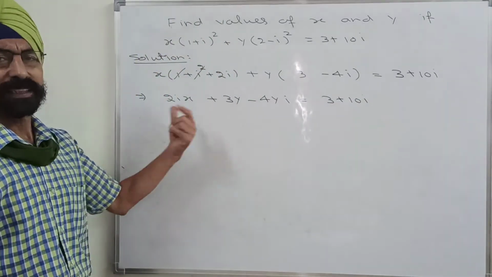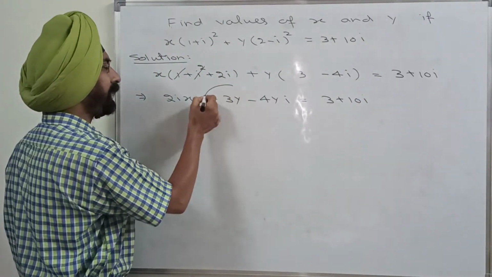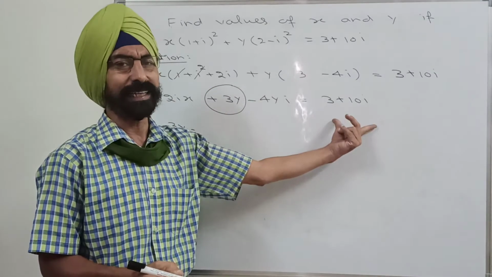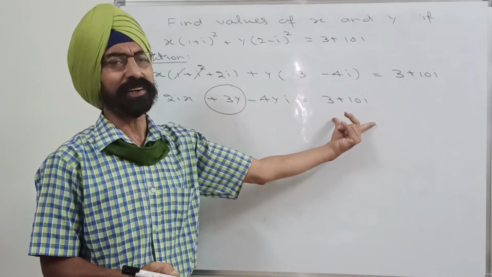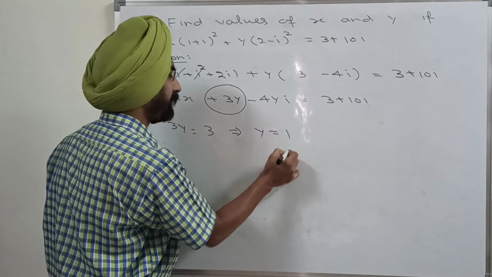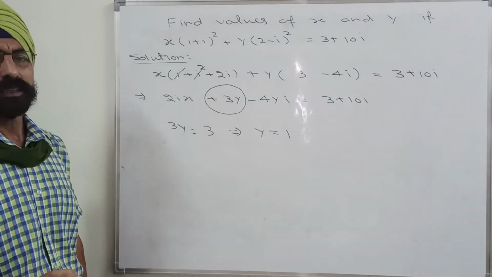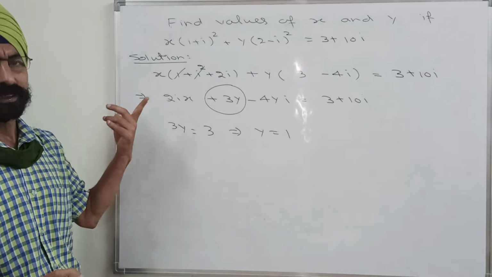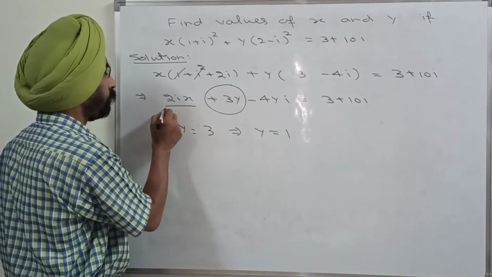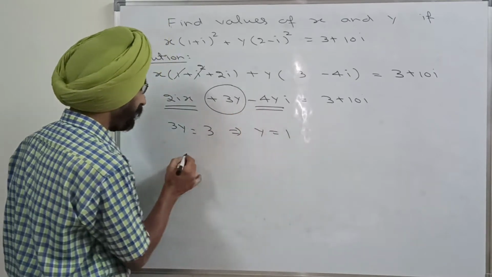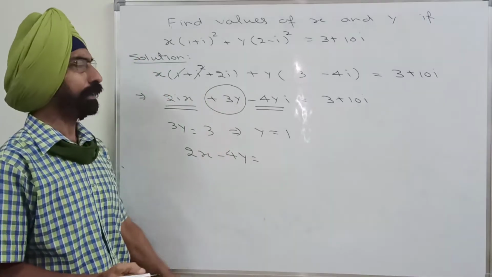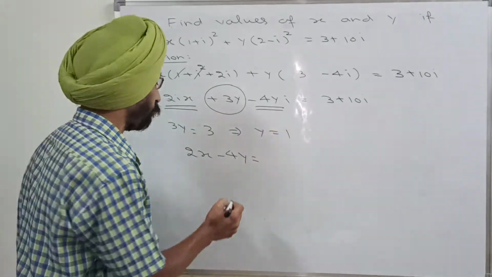Now on the left hand side, the only real part is 3y. So this 3y is equal to, on the right hand side, the real part, which is 3. So 3y is equal to 3, which means y is equal to 1. Now equate real and imaginary parts on both sides. On the left hand side, your imaginary part includes 2x minus 4y. So 2x minus 4y is equal to the imaginary part on the right hand side, which is 10.